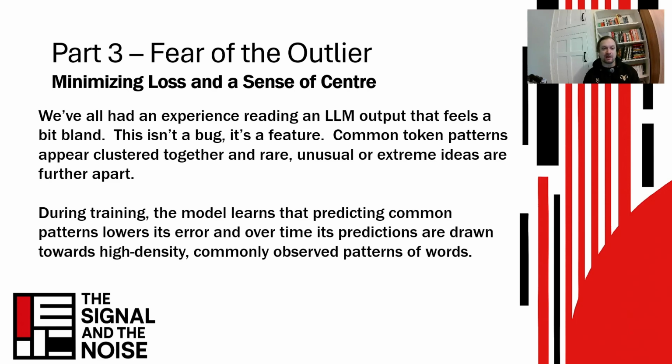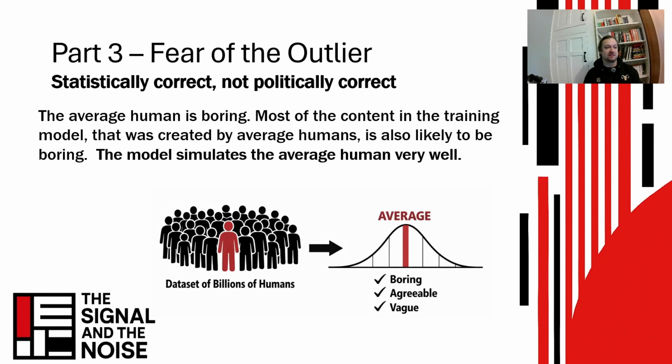We understand now from our understanding of attention and tokens that common token patterns appear clustered together, and rare, unusual, or extreme ideas are further apart within the training data. During the training, the model learns that predicting common patterns lowers its error, and over time its predictions are drawn towards high density, commonly observed patterns of words. This gives the model better results in its training, but we get a bland, predictable, recognizable output at the end. It's statistically correct, not necessarily politically correct.